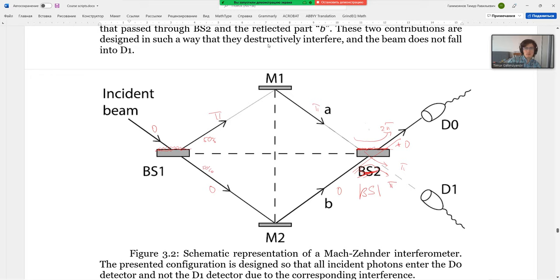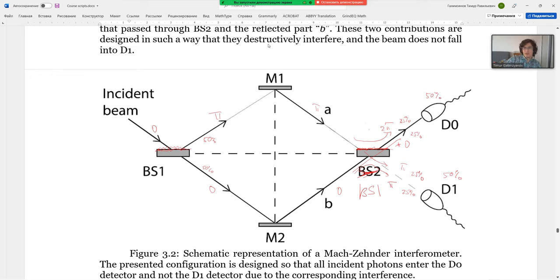Then it is reflected by the two mirrors. Let these mirrors be ideal, so 100% is reflected. And then this beam comes to the beam splitter, and 50% of this beam goes up, so here we have 25% of the beam, and 50% of this beam is transmitted through the beam splitter, so 25%. And 50% of this beam is transmitted, so here 25%, and 50% reflects, so we have 25%. So we have 50% here and 50% here.